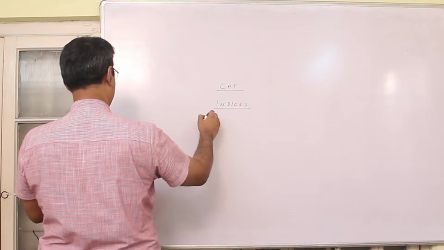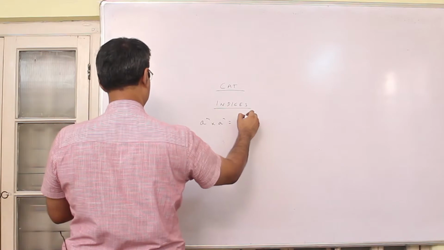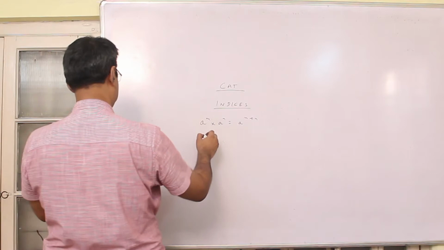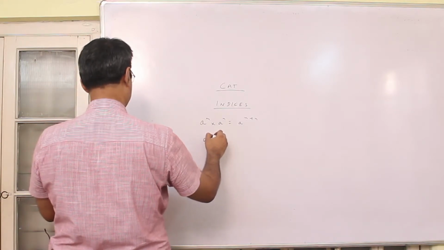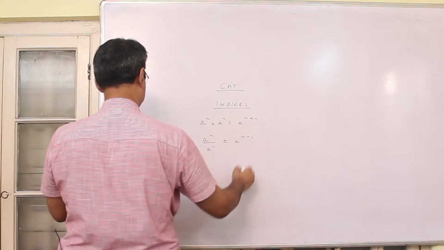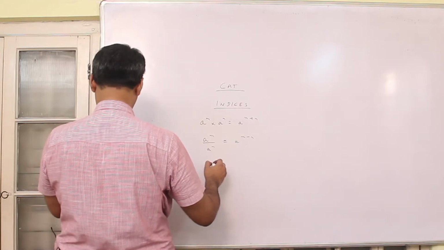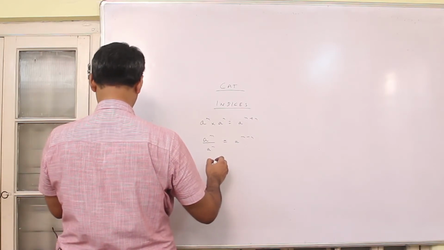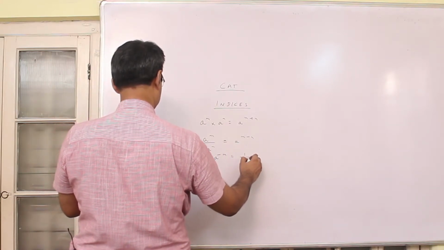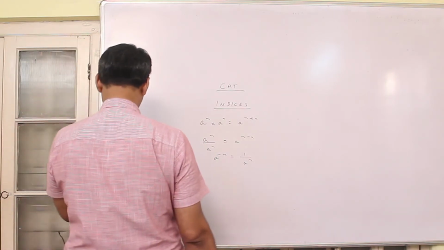Now there are some laws of indices. The first law: a to the power m into a to the power n is a to the power m plus n. Second law: a to the power m by a to the power n is a to the power m minus n. a to the power minus m is 1 by a to the power m.